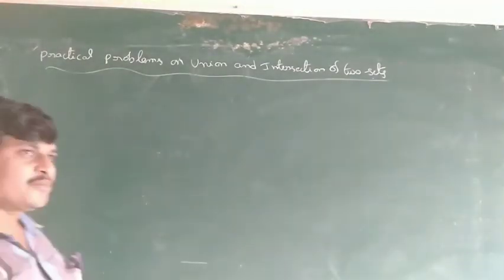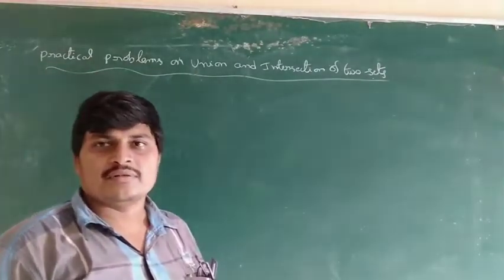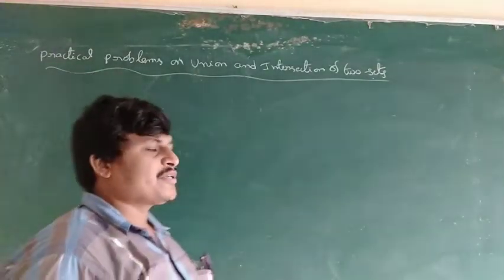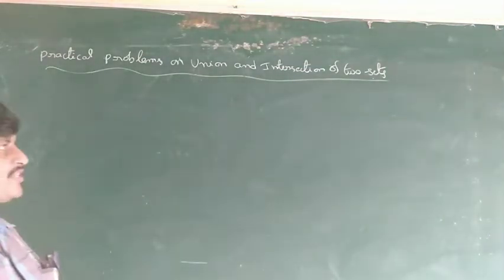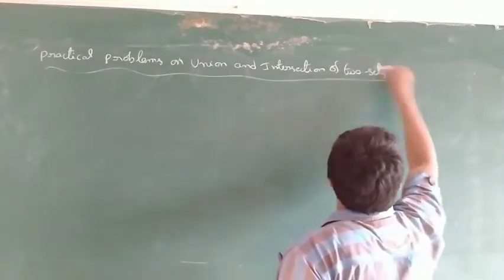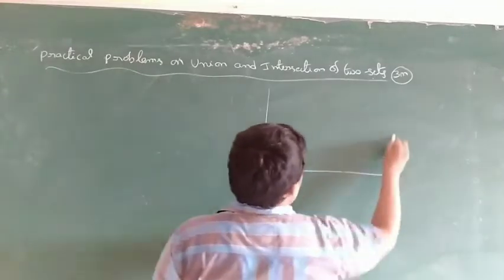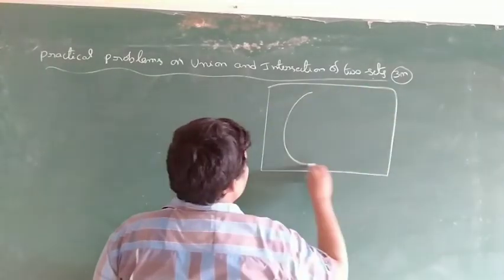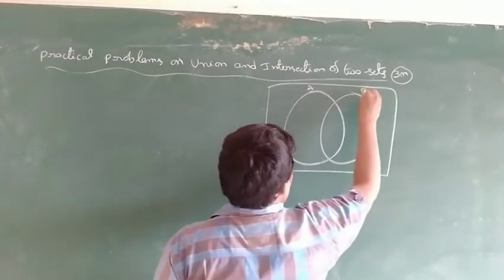Venn diagrams are already completed. This is a very important concept, and it comes as a 3 marks question, one question in the examination, a guaranteed question. Yesterday we also completed some diagrams. This is A, this is B.